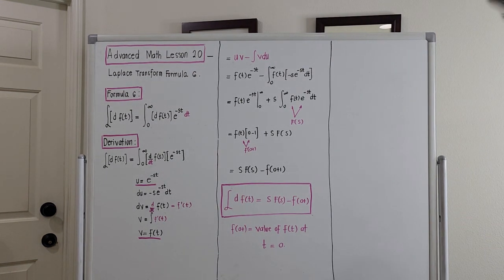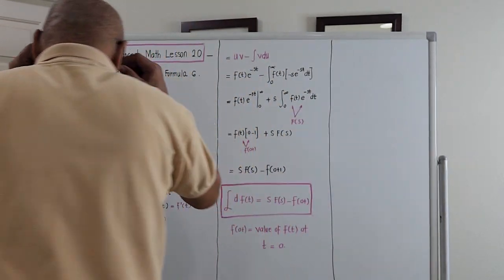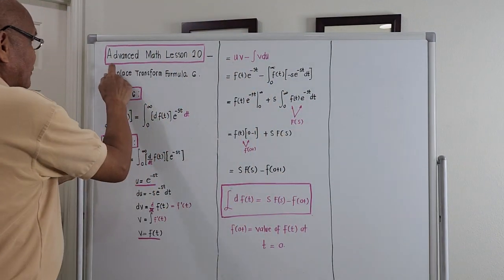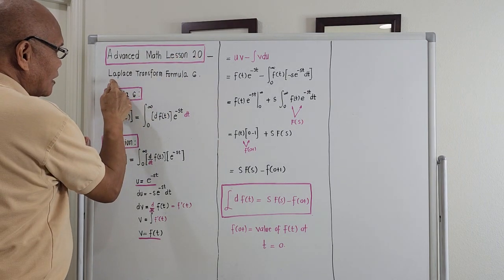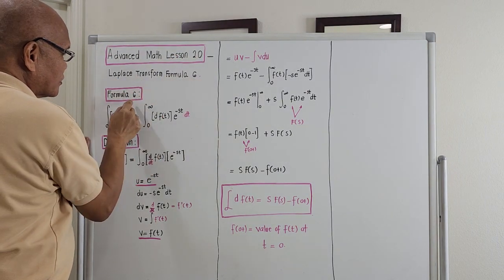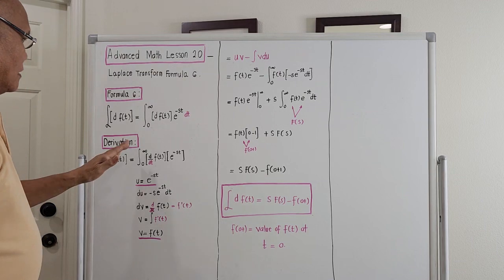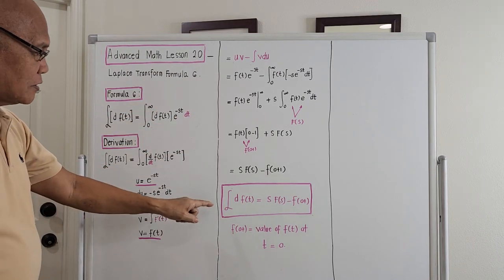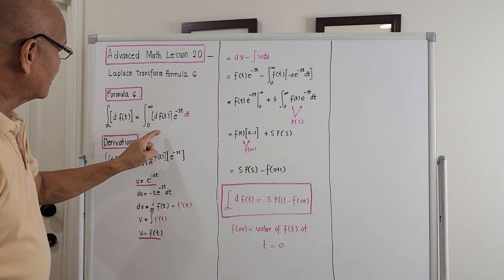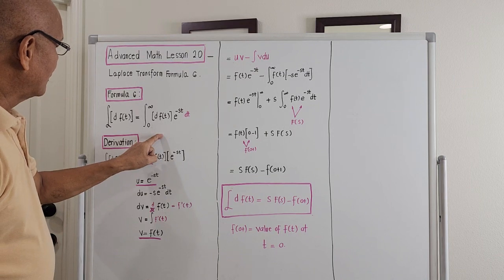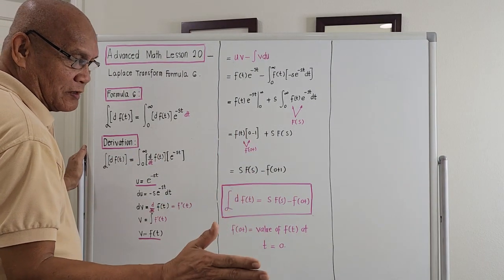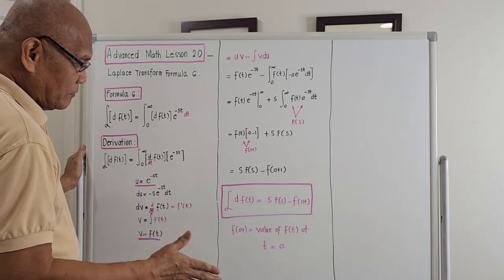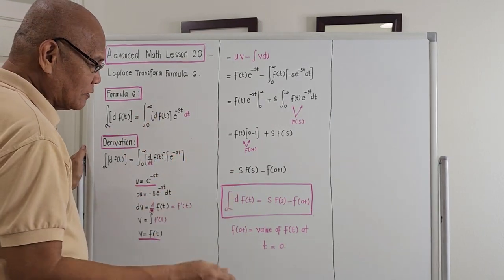Okay, the topic for this morning will be Advanced Mathematics, lesson number 20. This is Laplace transform formula number 6. Formula number 6 is actually this one. I will try to read the final formula before I give the so-called derivation.